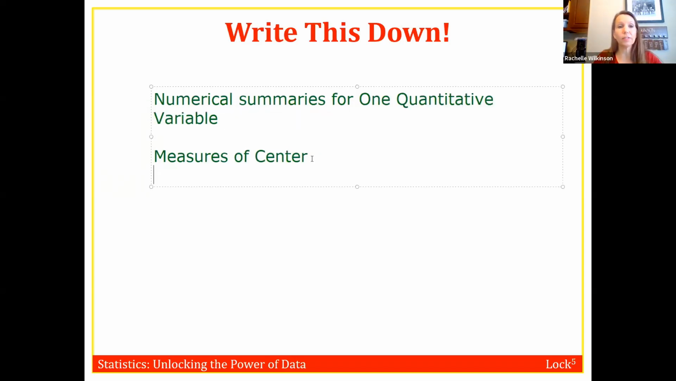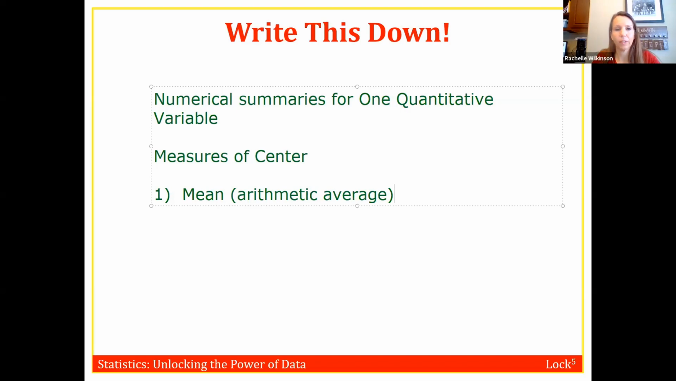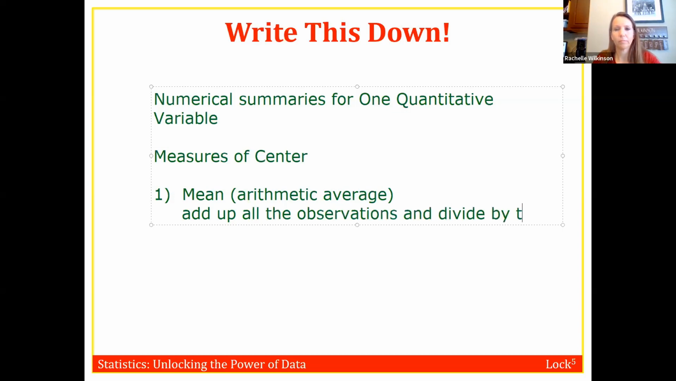Okay, and there's two measures of center that we're going to talk about. The first one is called the mean. Okay, and the mean is just what you guys know as the average. So the mean is the arithmetic average. So to find the mean, we're just going to add up all the observations and divide by the total number. So we just take all the numbers, add them together, divide by the total number of observations. That's going to be the mean.